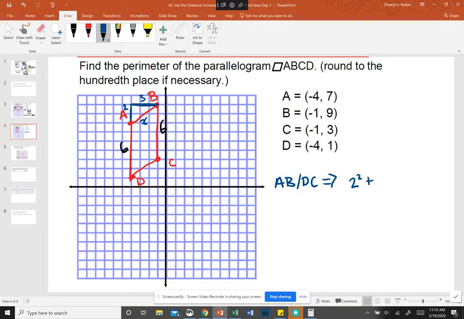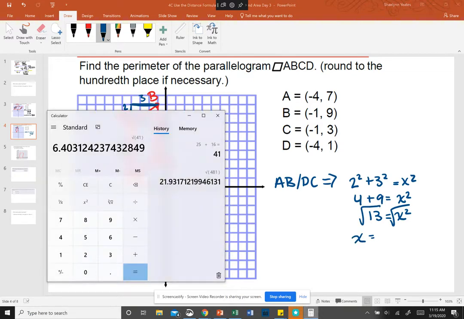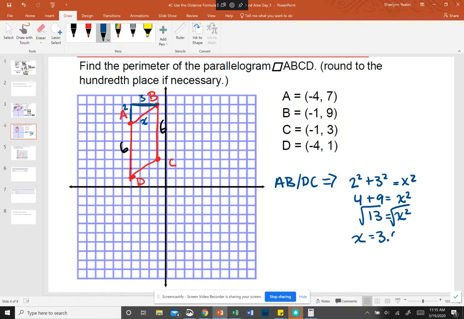So this is 2 squared plus 3 squared equals x squared. So this would be 4 plus 9 equals x squared. So this is 13 equals x squared. If I take the square root of both sides, that would find the length of x. So we pull out our handy dandy calculator and we take 13 and take the square root. So that's 3.61, rounding to the nearest hundredth. So that means that this is 3.61 and this is 3.61.